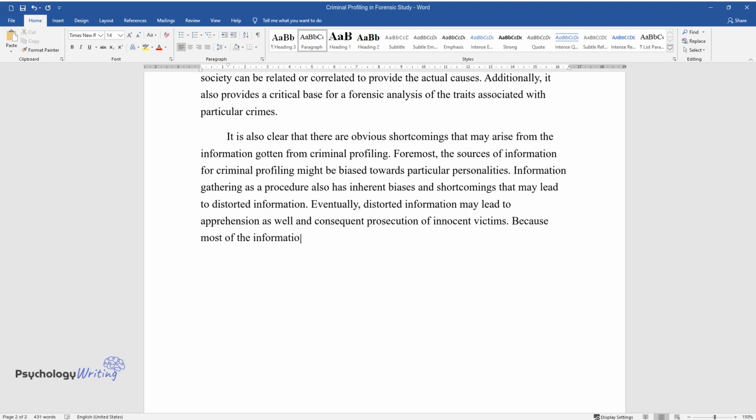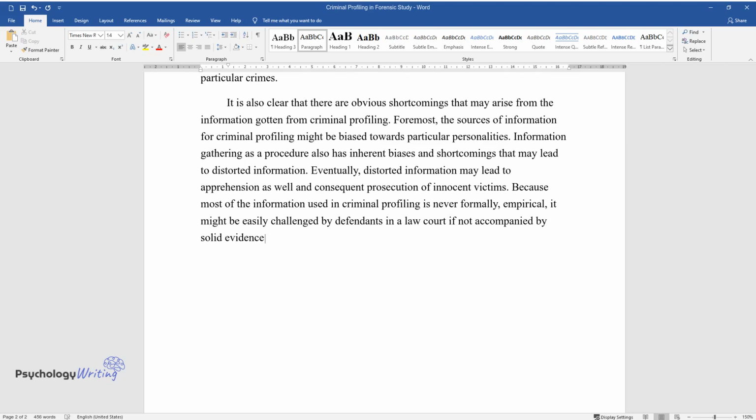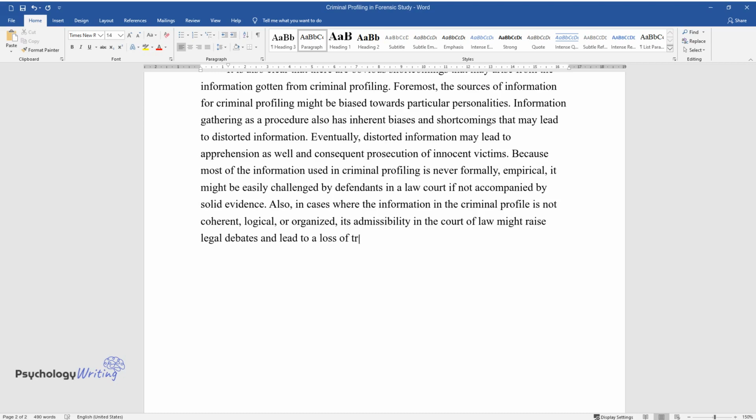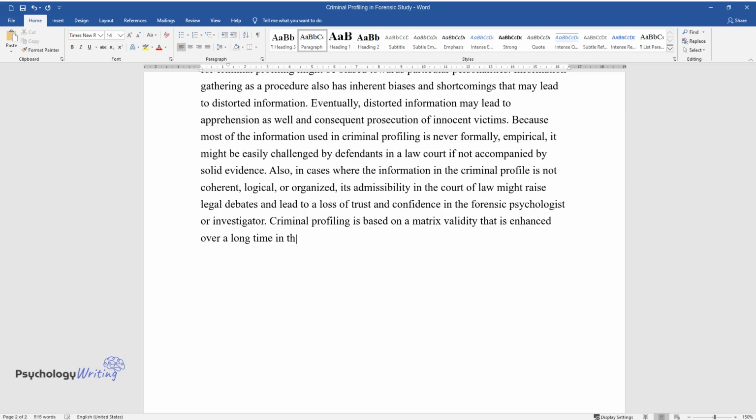Because most of the information used in criminal profiling is never formally empirical, it might be easily challenged by defendants in a law court if not accompanied by solid evidence. Also, in cases where the information in the criminal profile is not coherent, logical, or organized, its admissibility in the court of law might raise legal debates and lead to a loss of trust and confidence in the forensic psychologist or investigator. Criminal profiling is based on a matrix validity that is enhanced over a long time in the character of observation of the given suspects.